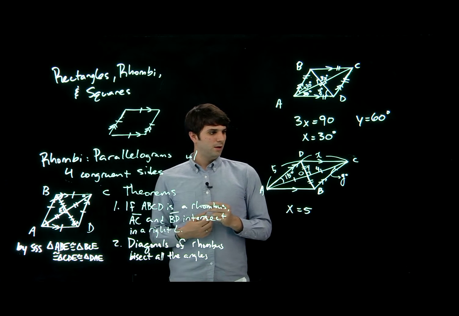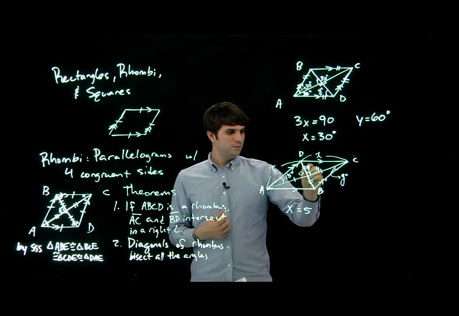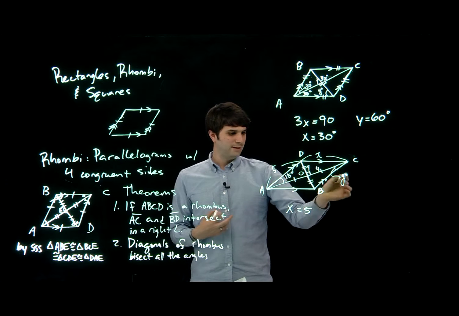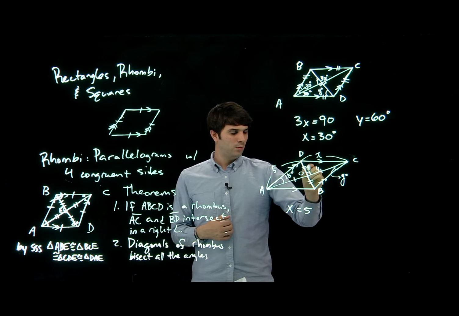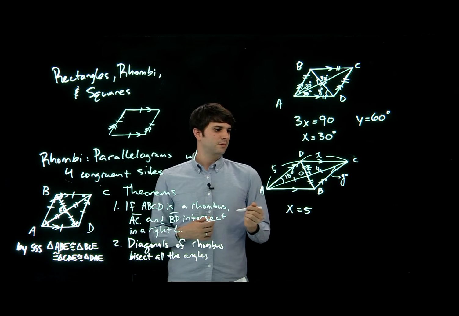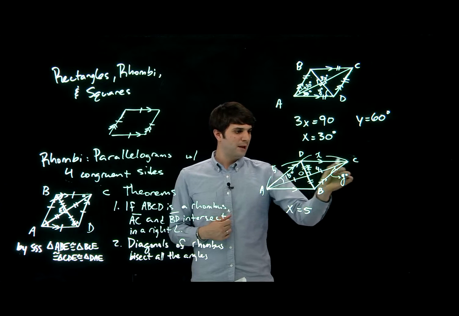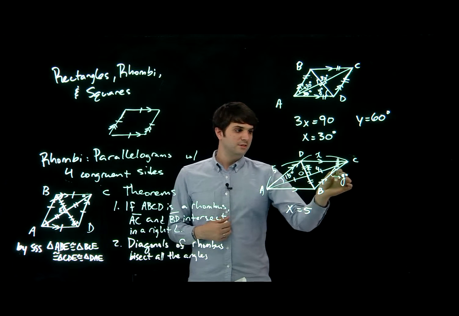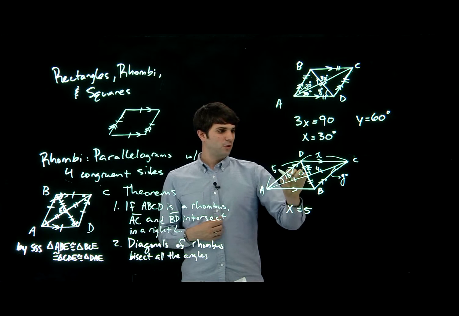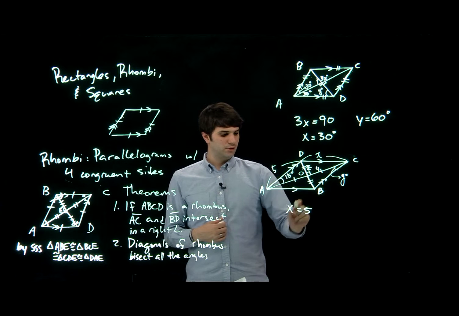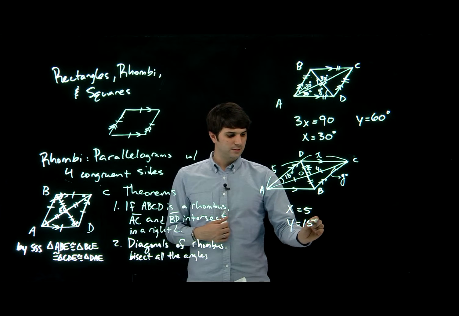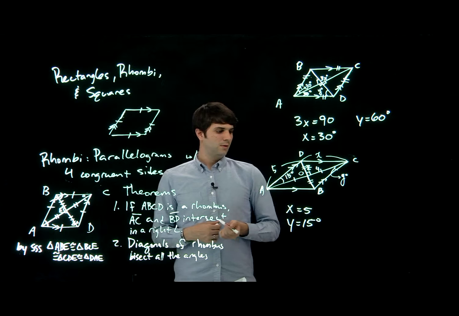I have two y's here, so let me make one of these z. Here we have y. We know that this is a parallelogram, so DC is parallel to AB. The alternate interior angles are going to be congruent, so y equals 15 degrees.